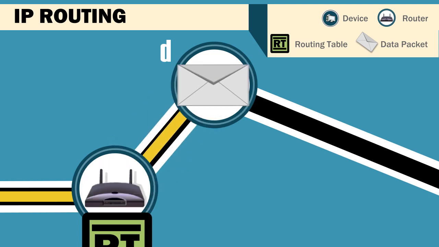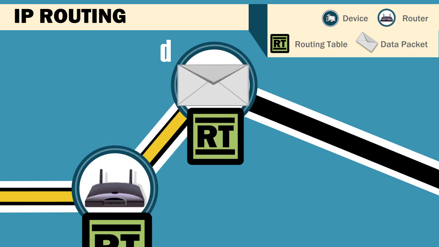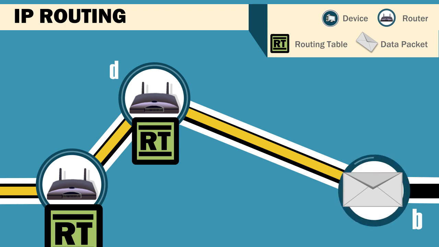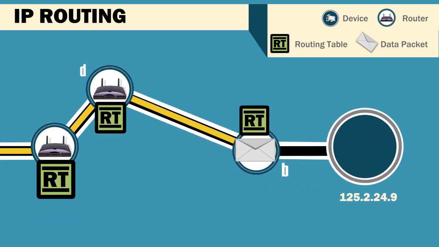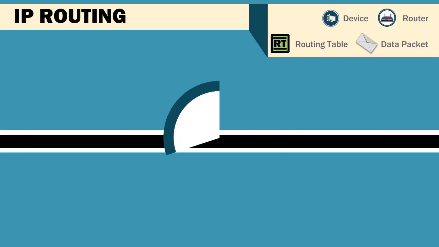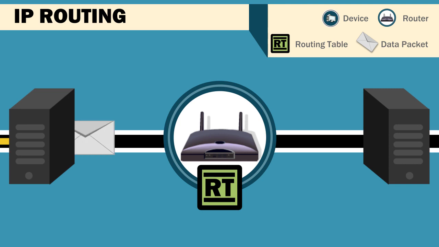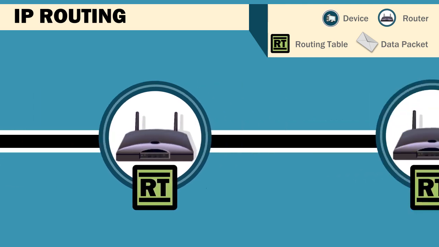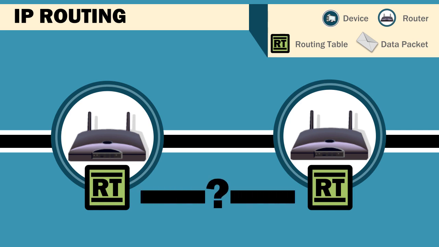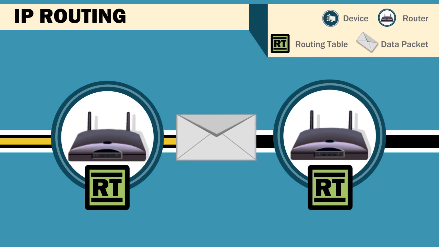Router D uses its table to determine the packet has to go to router B. Router B has the direct connection to the 125 network, so the packet moves to its final router before reaching the correct destination device. All routers use routing tables to forward a data packet from the sending device to the destination. Each router is unaware of the next router's tables. All each one can do is forward the packet to the next hop on the path.